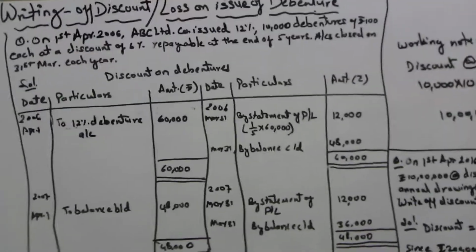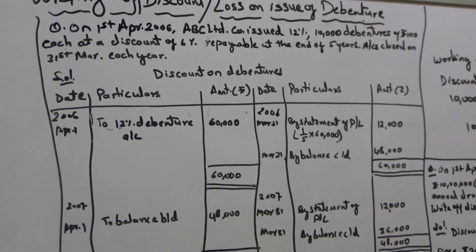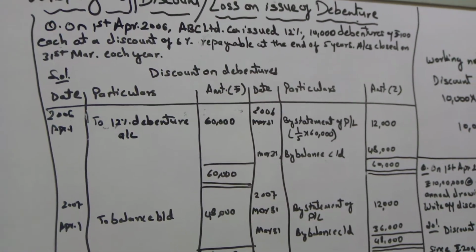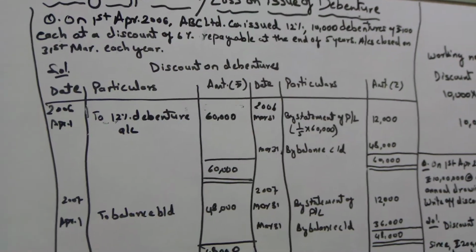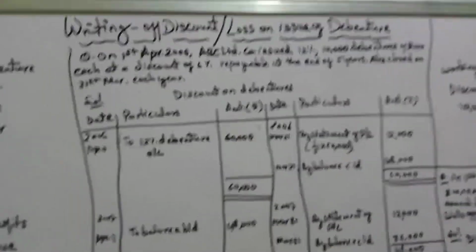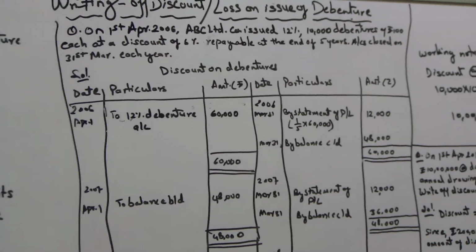So let's have a look into the numericals. On 1st April 2006, ABC Company Limited issued 12% 10,000 debentures of 100 rupees each at a discount of 6% repayable at the end of 5 years. Account closed on 31st March each year. So this is the question where you have to repay equally.